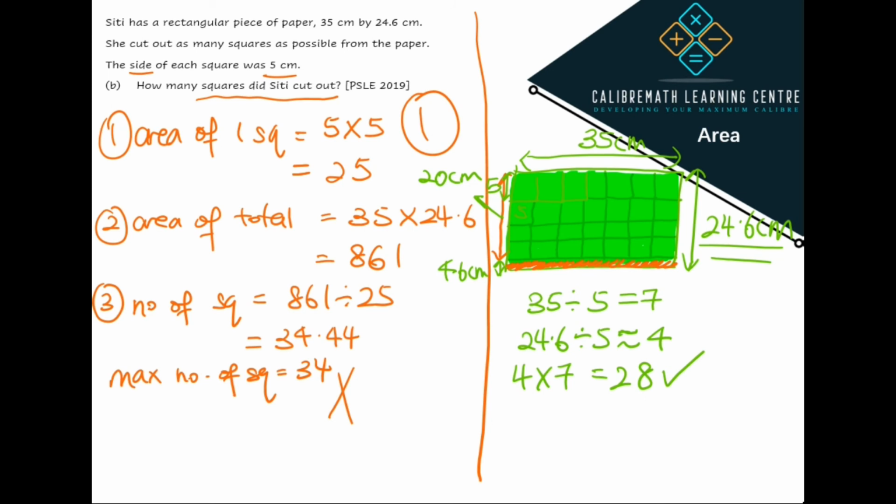So the correct way to solve such questions is to find out the maximum you can get from the length and then from the breadth. And if you're given a 3D diagram, you can also find the same thing for the height. So please make sure that in the exam, if you encounter questions like this, do not use the total area divided by the area of one square to find the number of squares that CT can cut out.